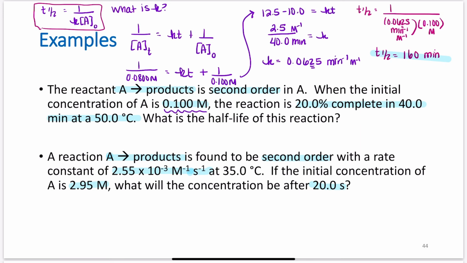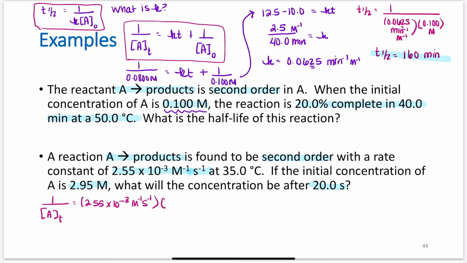So again, I know that I've got 2 equations for second order reactions. I want to know concentration after 20 seconds. So I'm going to plug in 1 over concentration of A at time t, what I'm trying to find, is equal to my rate constant, 2.55 times 10 to the minus third, molar to the minus 1, second to the minus 1, times time, 20 seconds, plus 1 over A initial, and A initial is 2.95 molar.